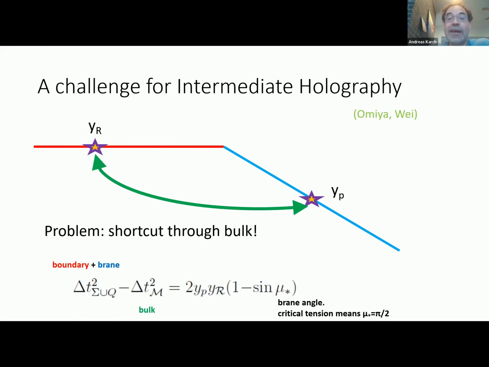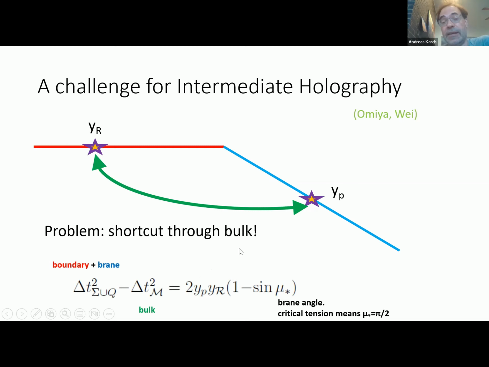And then one finds, yes, actually, you can connect a point on the brane and a point in the bath by a geodesic in the bulk, and the geodesic in the bulk is shorter. Miyaji and Wei worked out an explicit formula for by how much you shortcut. The important thing is that the difference of the time squared traveling on boundary plus brane versus just the bulk is proportional to the stuff on the right here. I use the notation, but the important thing is it's proportional both to the distance traveled on the brane and the distance traveled in the bath. There's some formula involving the angle of the brane, and the way this angle is labeled here is that basically the critical tension, the one where the brane gets pushed against the boundary, would be pi over two. So the shortcut goes away in the limit that the brane goes to the critical value, but otherwise for generic brane angles, I definitely get a shortcut.